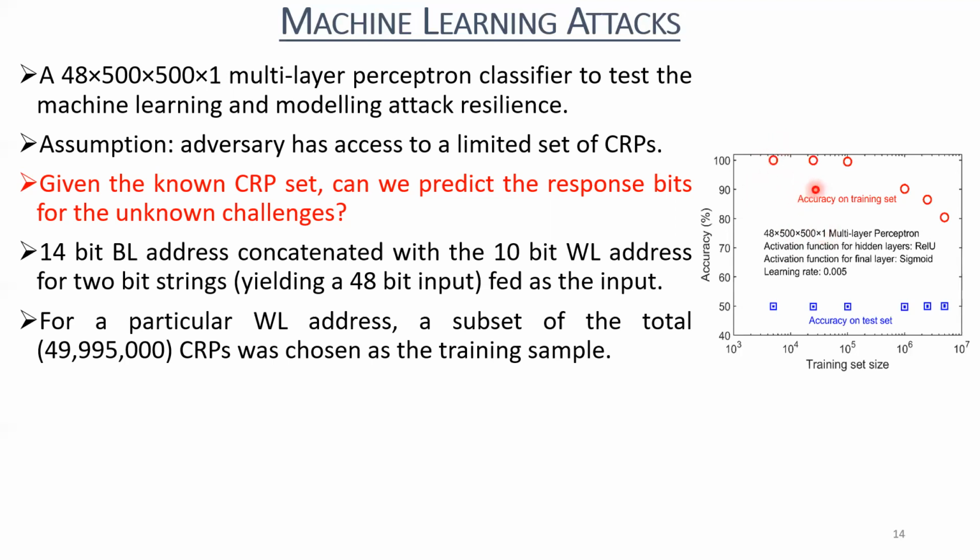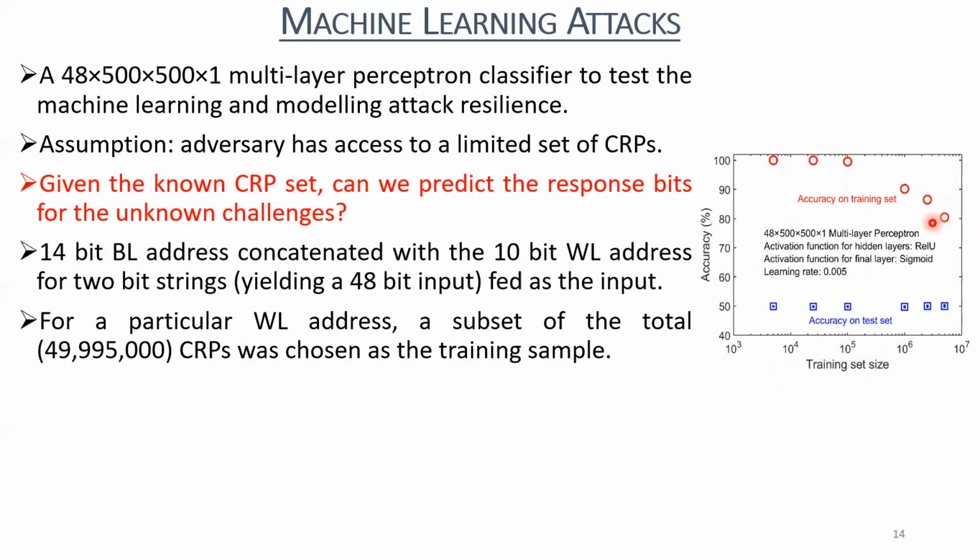The accuracy on the training set was huge. Why? When the training set size was small, 10 power 4, 10 power 5, 10 power 6, my network, since its size is huge, could remember or learn the whole training set. So the accuracy on the training set is high when the training set size is small. As the training set size increases, accuracy on even the training set reduces because the network cannot remember every CRP.